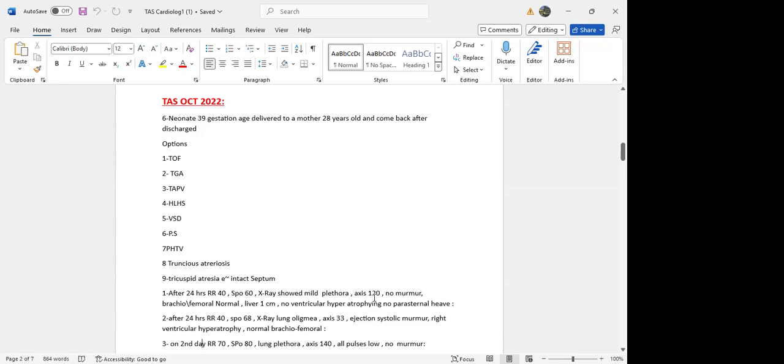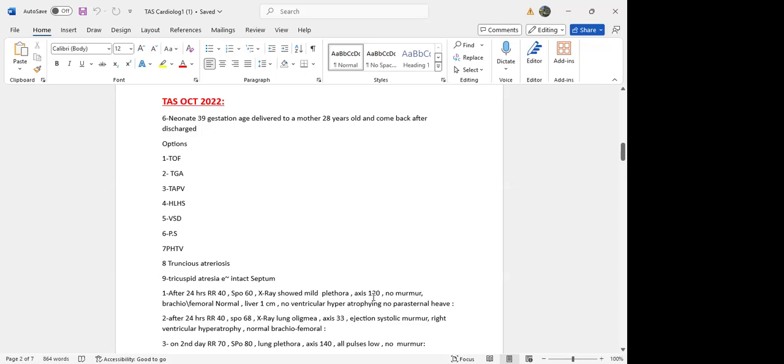So what do you mean by axis? If the axis is 120, what do you think? What was the normal axis range that you were told? Minus 30 up till 90. So if it is exceeding 90, then what do you think? The axis is 120, which means that the axis is on the right side.